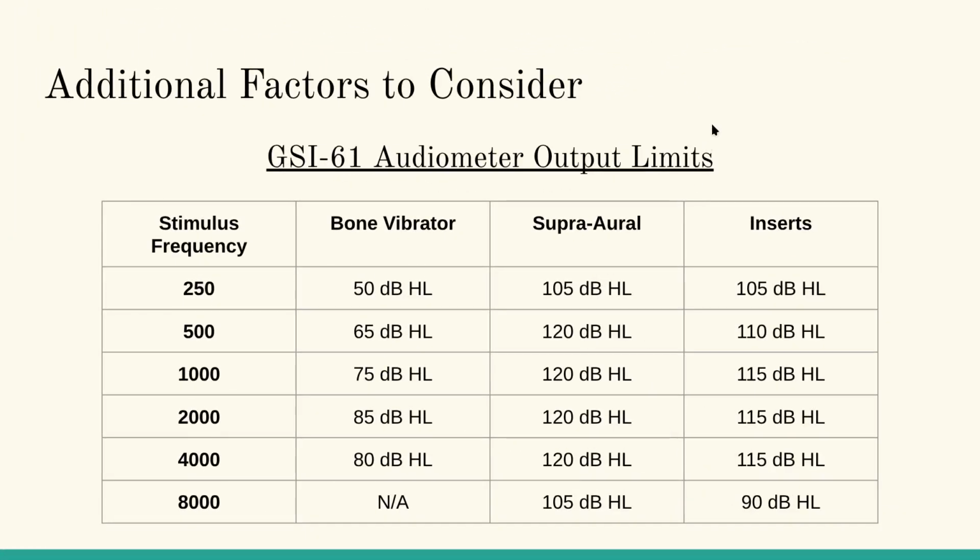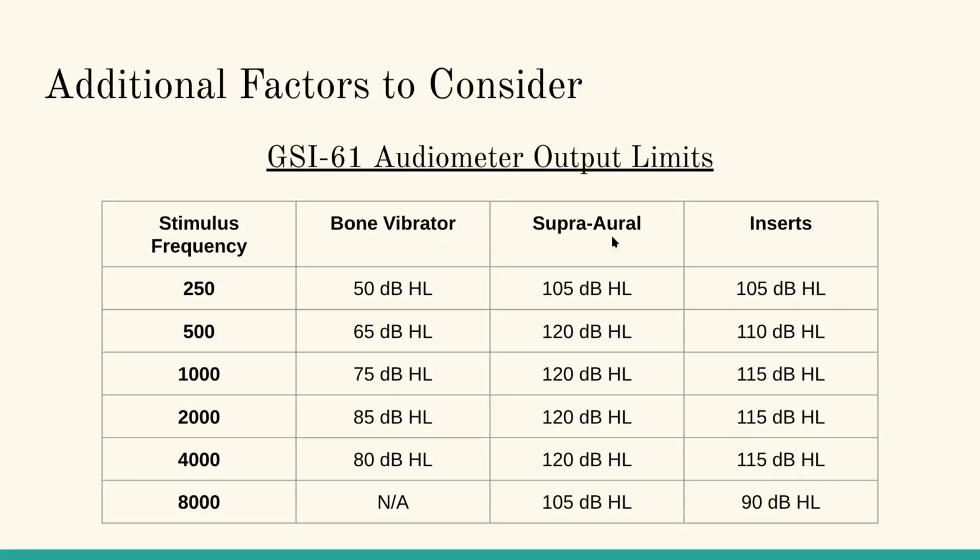So these are the output limits with different types of headphones. I think I mentioned before that the supraoral headphones had a little bit higher output limit than the inserts, and the bone conduction vibrator had a significantly lower limit for output limits. This is based on a GSI 61 audiometer, so it's a generation old compared to the GSI AudioStar Pro. And the bone vibrator here is the B71, so this is the older bone conduction vibrator.